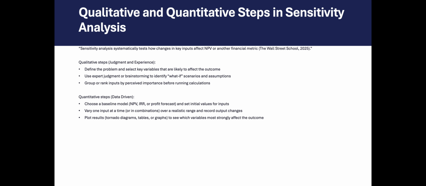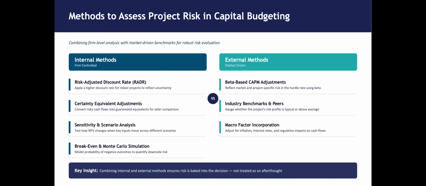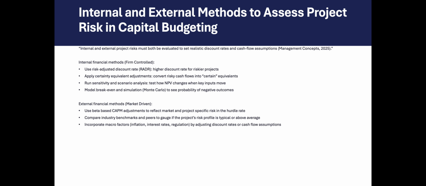We'll summarize it so it's obvious with a visual representation, like to see where the danger zone is, like a table, a chart, or as the text said, a tornado diagram. And jumping in lastly to internal and external methods to assess project risk and capital budgeting.